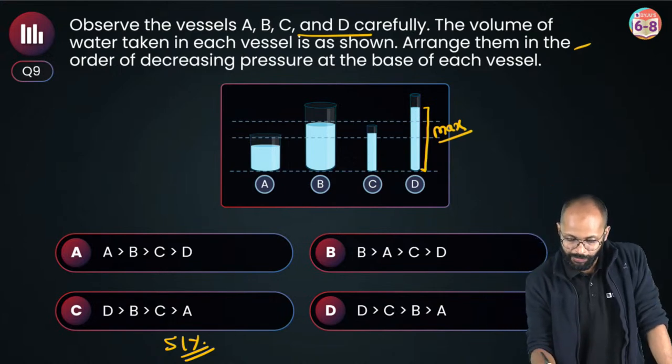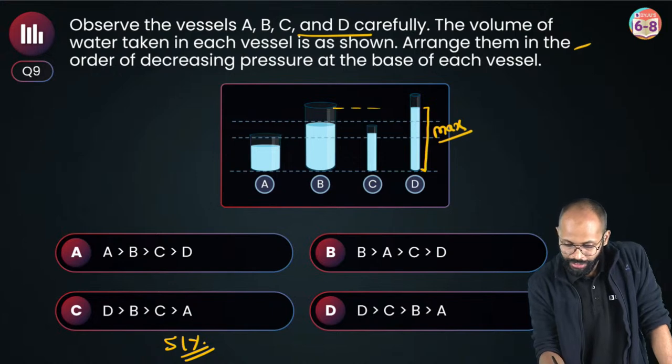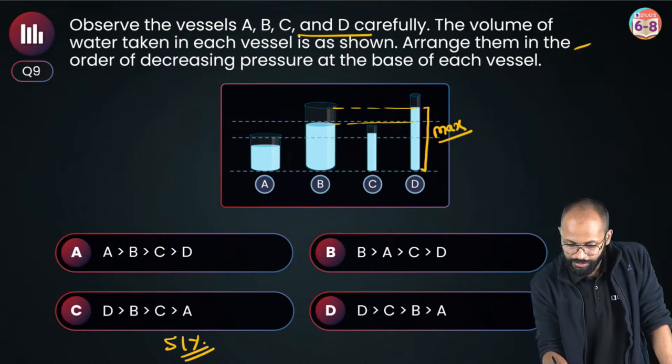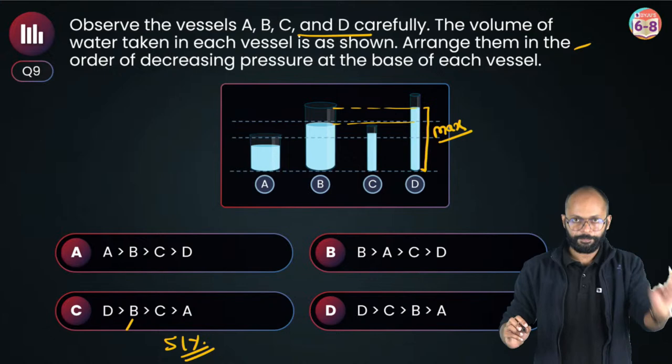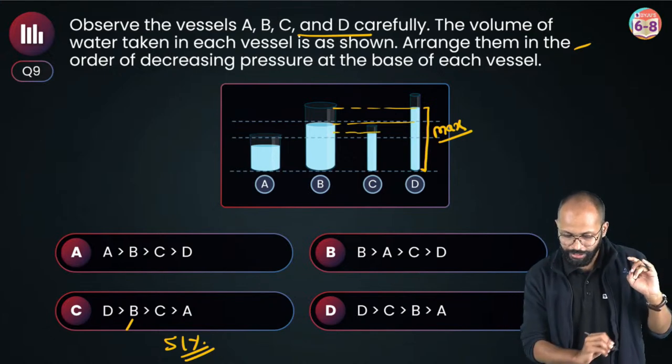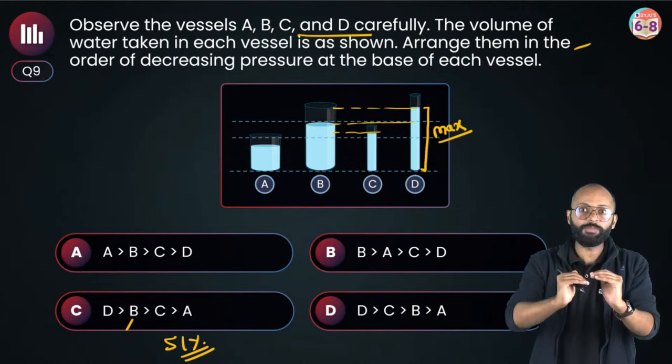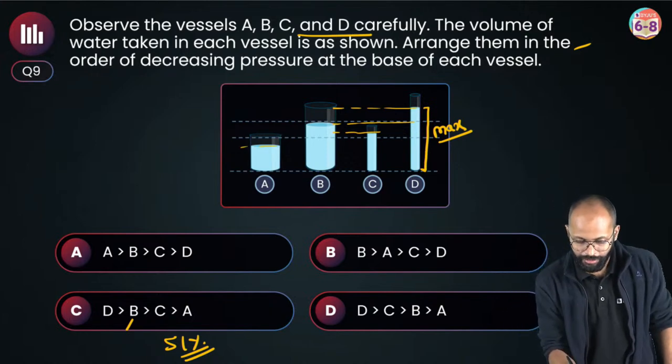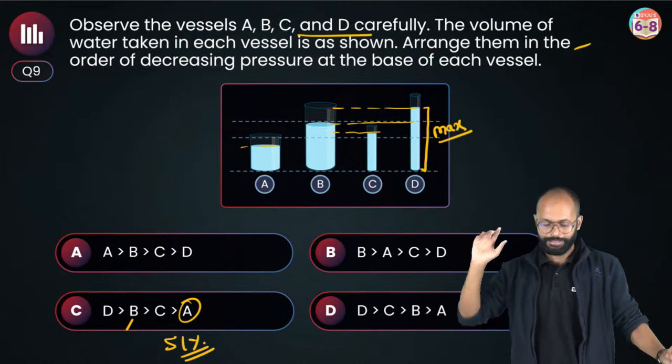Which one has the next level of liquid? Sir, B. Why? This is D, this is B, so next comes B. Right? After that, which one? Next is C, sir. The least liquid in height is in which one? A. So that's why A has the least.